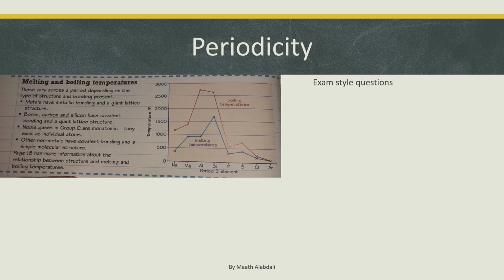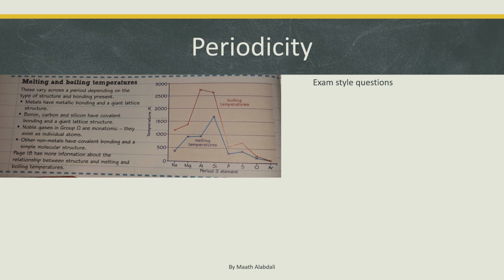Periodicity is where we talked about melting and boiling temperature, and we're going to talk about the atomic radius. Melting and boiling temperatures vary across a period depending on the types of structure and bonding present. Metals have metallic bonding and a giant lattice structure. Boron, carbon and silicon have covalent bonding and a giant lattice structure. Noble gases in group 0 are monoatomic, they exist as individual atoms, and other non-metals have covalent bonding and simple molecular structure.